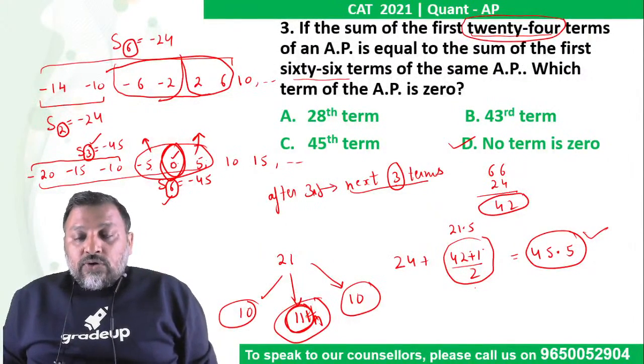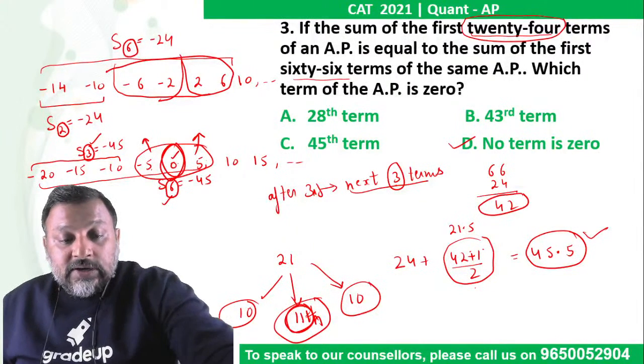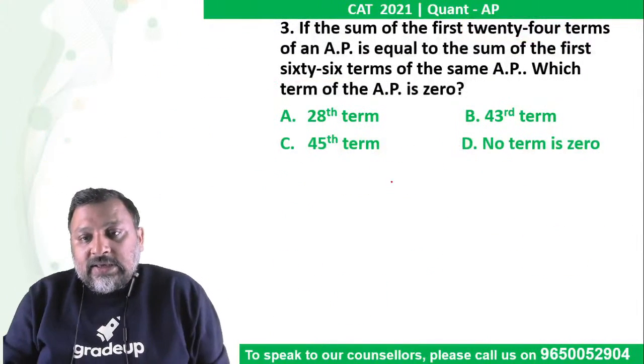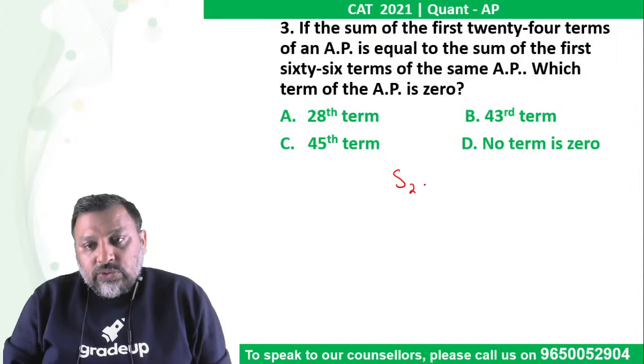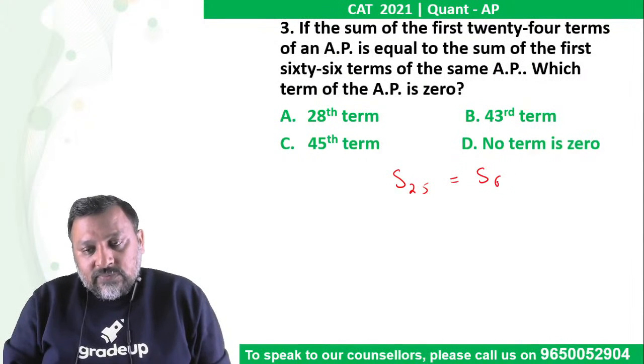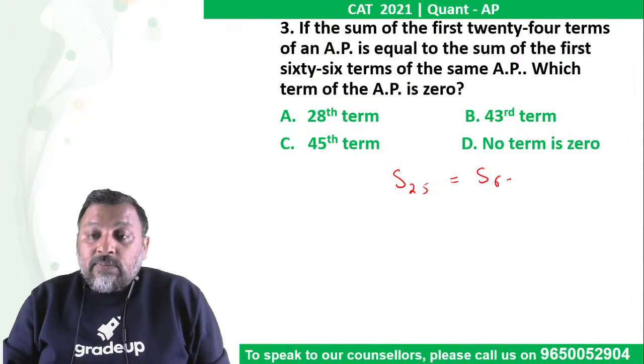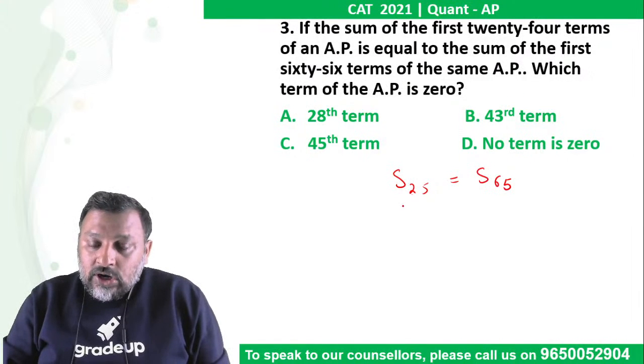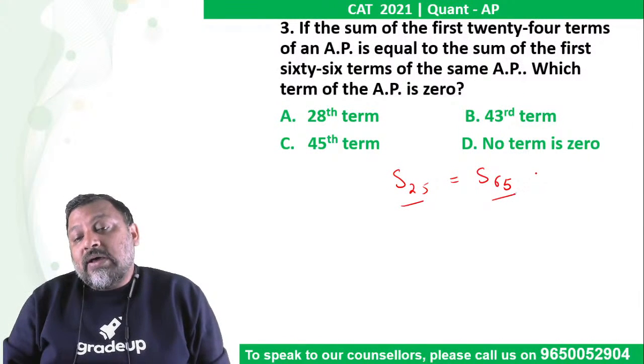Okay, so I am moving to the next question now. I hope it is clear to everyone. So अगर इस तरीके का है question आपके पास, sum of first 25 is same as the sum of first 65. 25 का sum 65 के बराबर है, that means no term is 0.